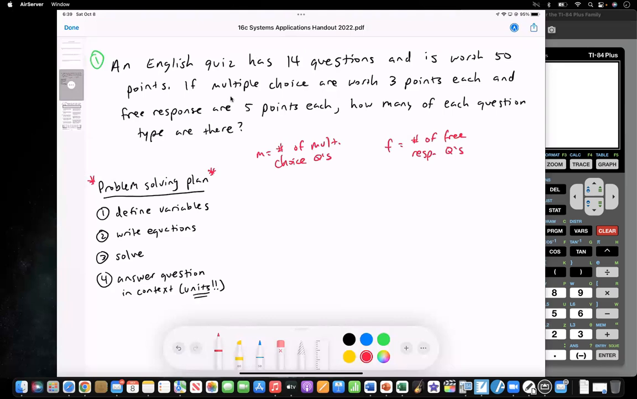Okay, so after we read the problem and define our variables, only then can we write our equations. So it looks like first thing it tells me is there are 14 questions. Okay, so if I take the multiple choice and the free response questions and add them all together, we should have 14 total.